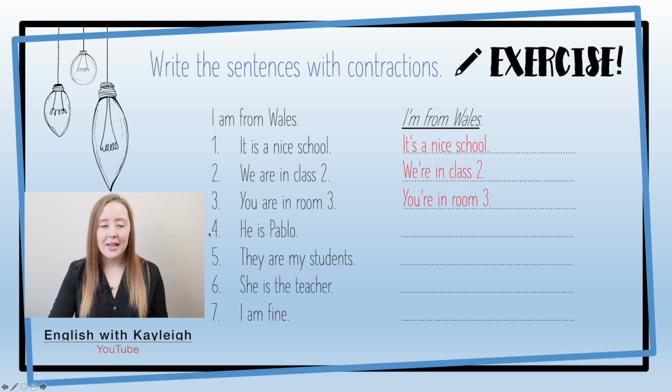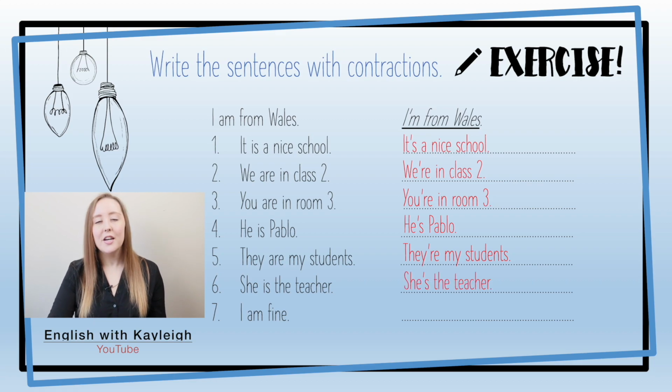What about number 4? He is Pablo. What's the contracted version? Good. He's Pablo. Excellent. And number 5. They are my students. What about the contracted version? Good. They're my students. Number 6. She is the teacher. Again, we want to use a contraction. What can we use? Good. She's the teacher.